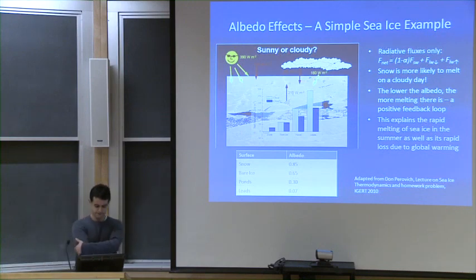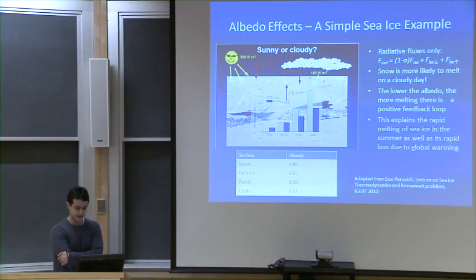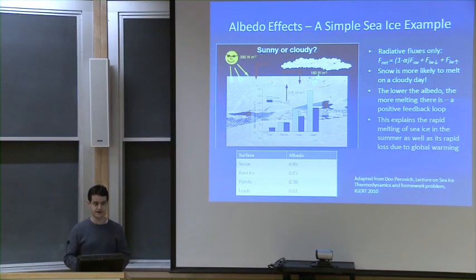As you can see, the energy balance is positive for snow when it's cloudy and negative when it's sunny. So snow is more likely to melt on a cloudy day.